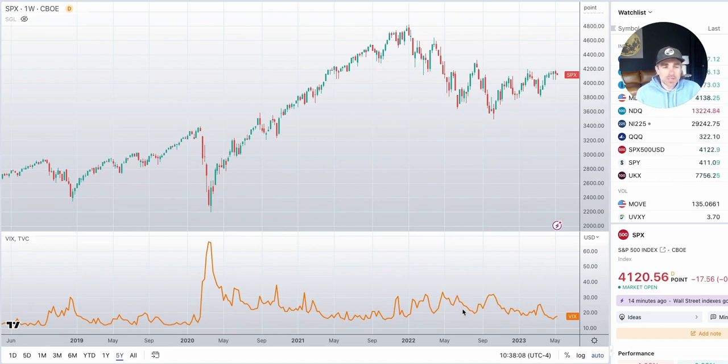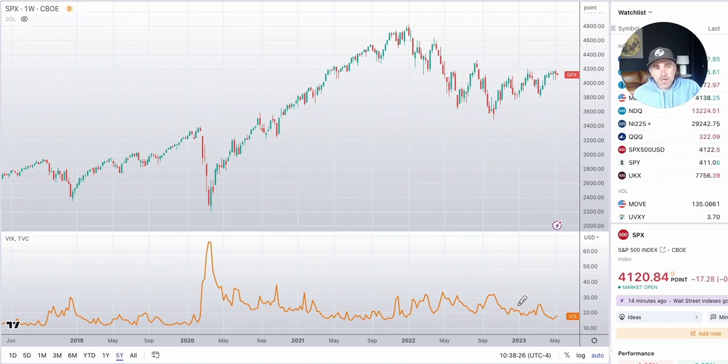Now, most people think of the VIX as the fear gauge, but what it really is doing is measuring traders' expectations of volatility in the future. In other words, how much do traders think the market's going to move in the next 30 days? As the VIX goes lower, obviously, traders are anticipating less market movement.